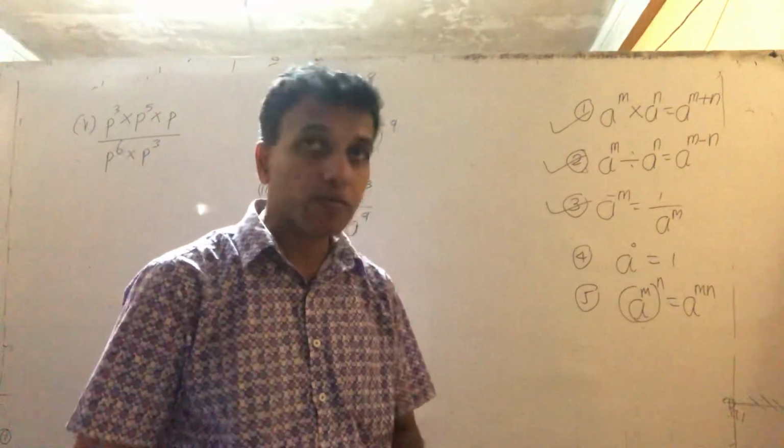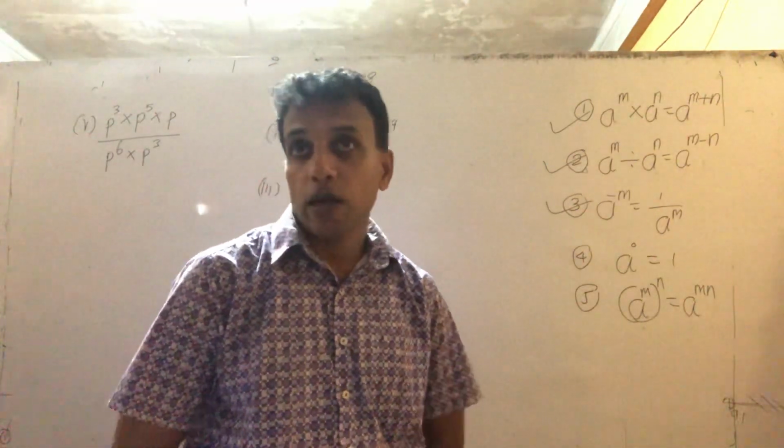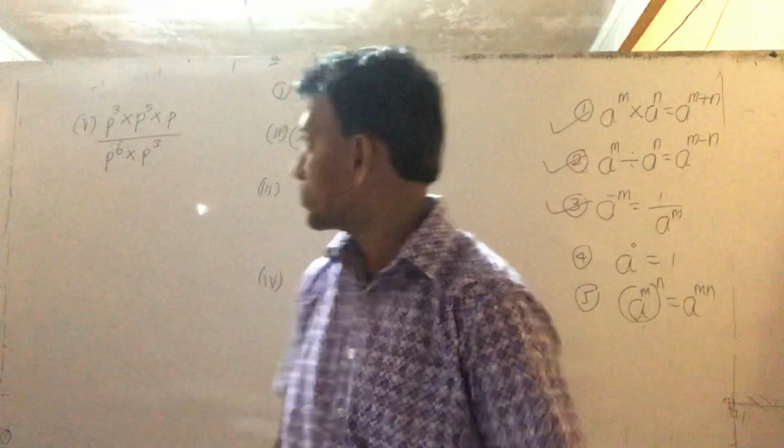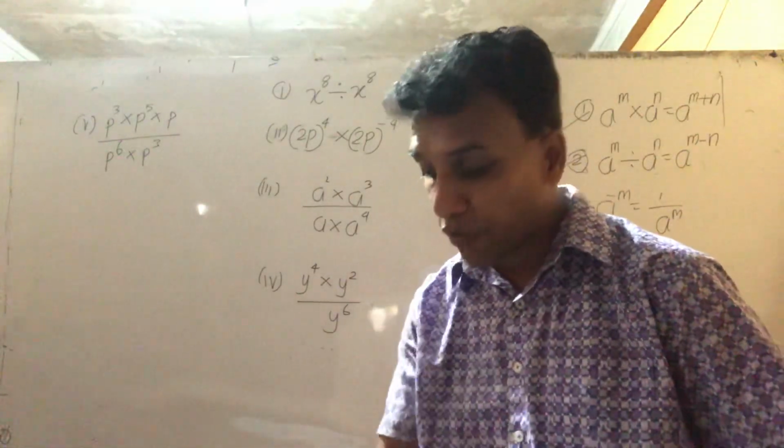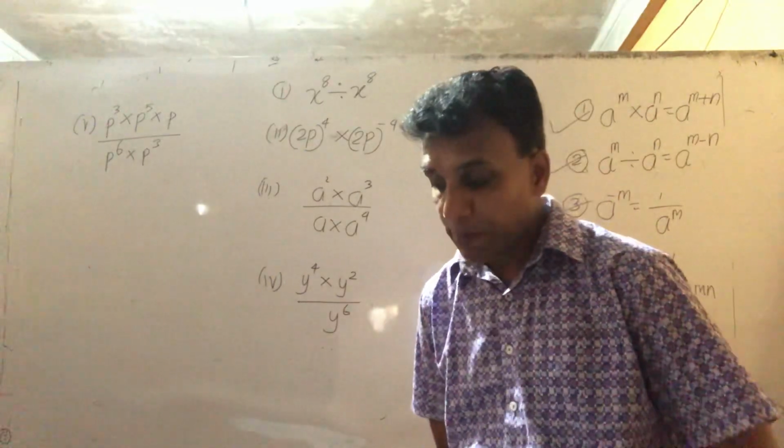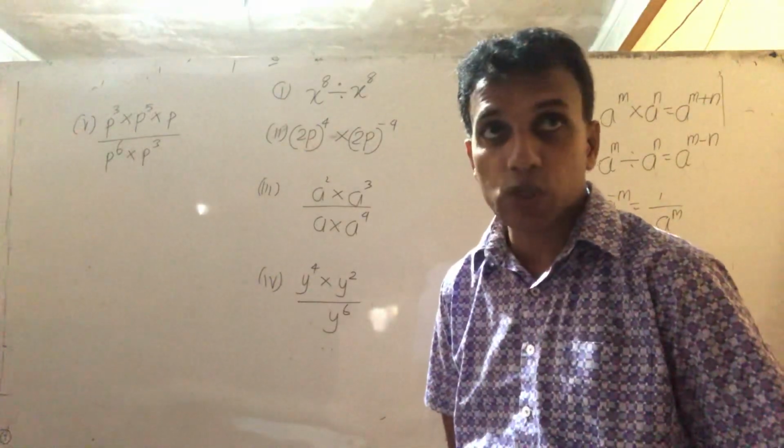These are the problems on indices in your chapter. I'll show these questions. So this is the problem: simplify, question 12.4 in your grade 9 part 2 book. Simplify and give the final answer.